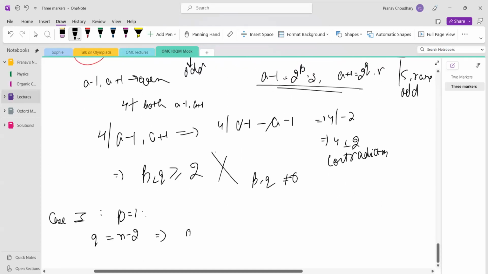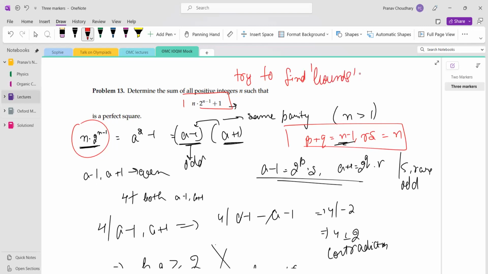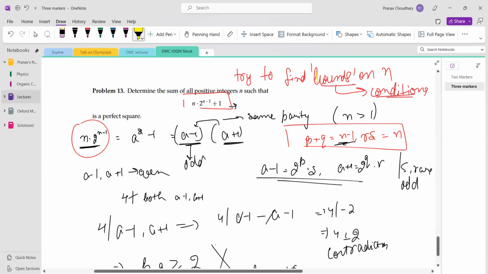This implies a plus 1, which is 2 to the power q times r, is equal to 2 to the power n minus 2 times r. So one thing about such kinds of problems is, when you have some conditions, you'd want to try to find bounds on n. I think this is a very obvious idea used in such problems. Bounds is basically some sort of conditions on n. It's fine even if the bounds that you find are weak. If you find a weak bound, you can probably improve on that later. But finding just some sort of bound should be good for you.